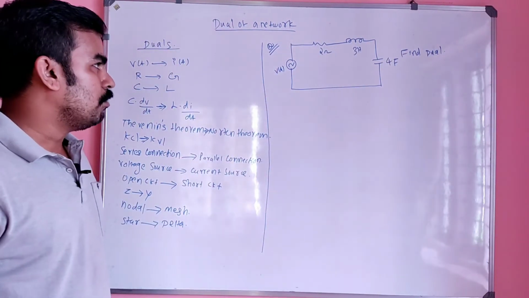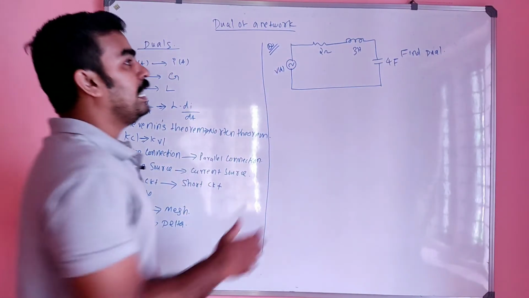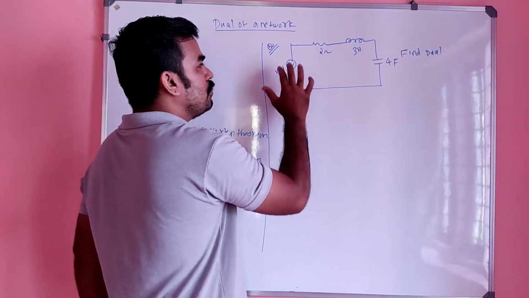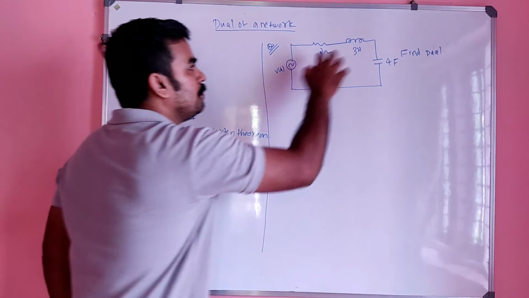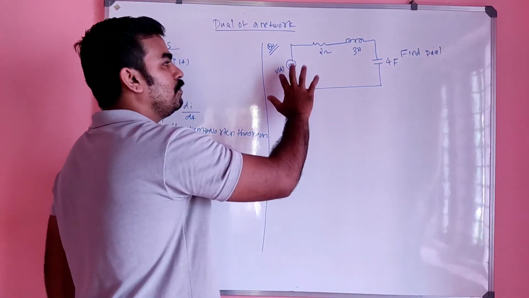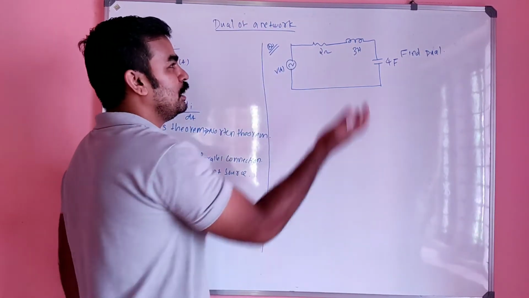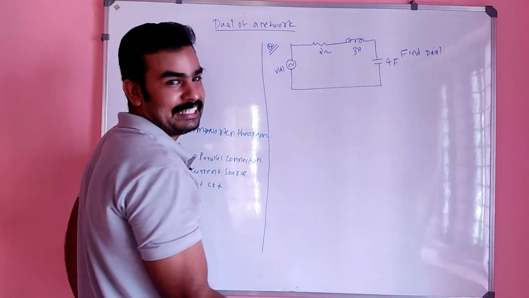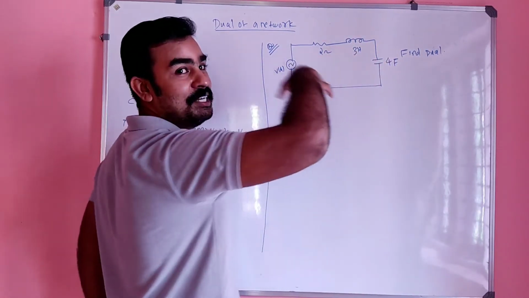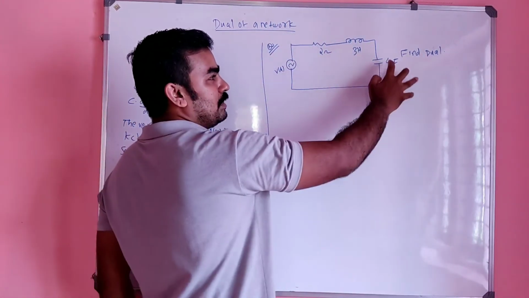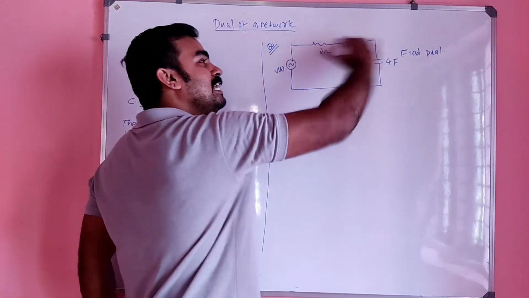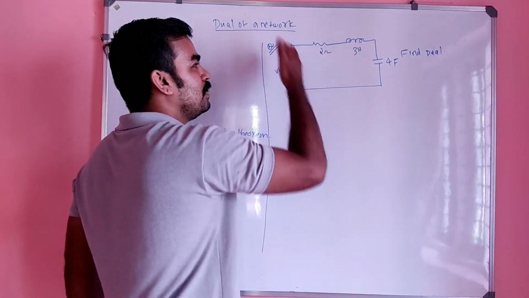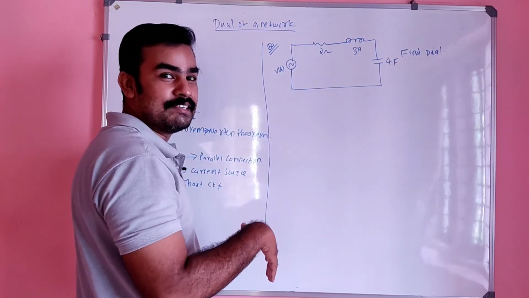I already said that for getting the dual of this circuit, you have to convert each parameter into dual terms. That means you have to convert voltage into current, resistance into conductance, inductance into capacitance, capacitance into inductance, series into parallel, and parallel into series. Is it right?